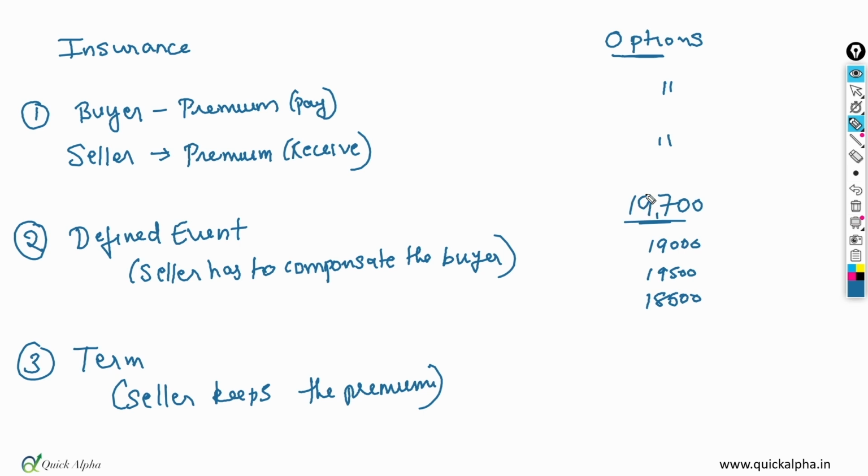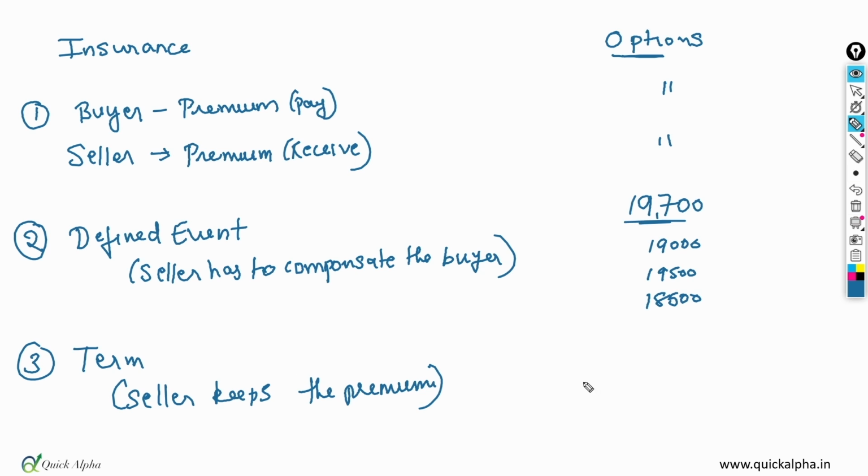You can define that if Nifty comes below a particular level, then you want the compensation. The buyer gets to decide which level he wants to choose, but according to the level he chooses, he has to pay the premium. If he wants compensation below 19,500, he has to pay a higher premium. If he wants compensation below 19,000, since the risk is lower for the seller, he can pay a much lower premium. And finally, it comes with a defined term.